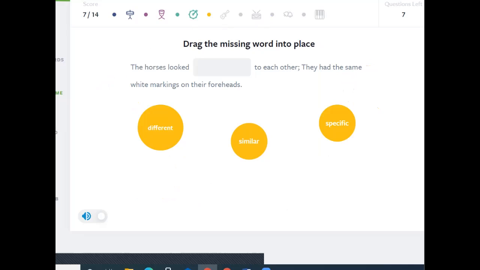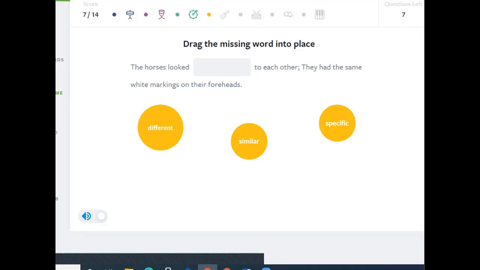Ooh, another point. We're going to drag the missing word into place. The horses looked blank to each other. They had the same white markings on their foreheads. So we can choose between different, similar, and specific.